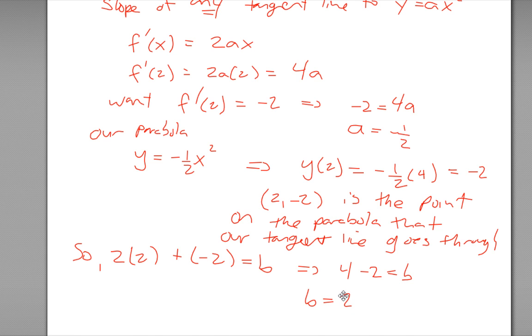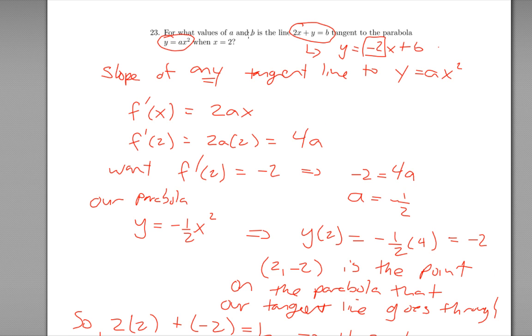Okay, so let me just recap that question again. They wanted to know the values of a and b so that this line is tangent to this parabola at x equals 2. So the first thing we had to figure out is what parabola they are talking about. We don't know what a is. So what we did was we said, if I know any parabola that looks like this, its derivative is this. So the slope of any tangent line of a parabola that looks like this is this. And they want it when x equals 2. So the slope of the tangent line there would be 4a.